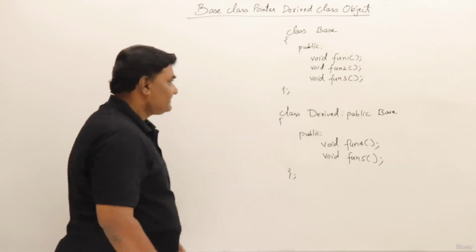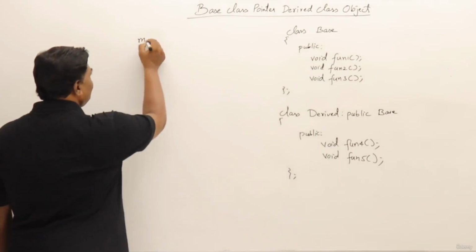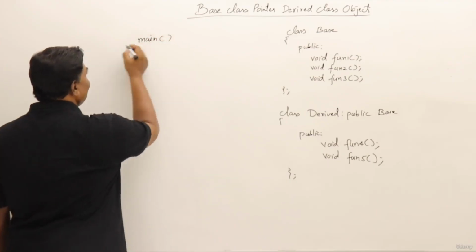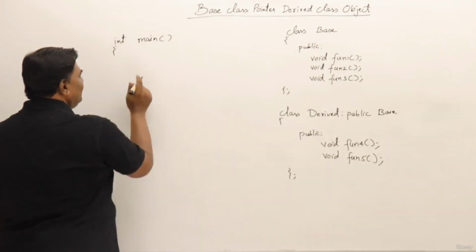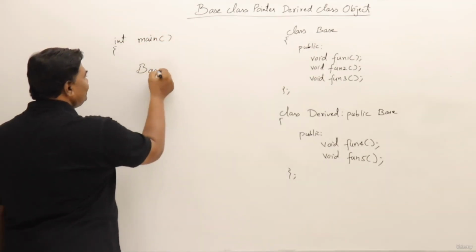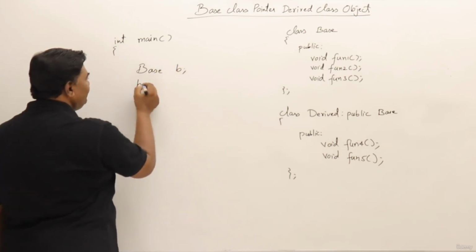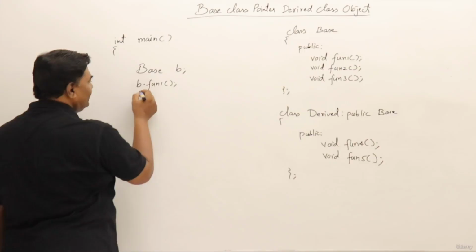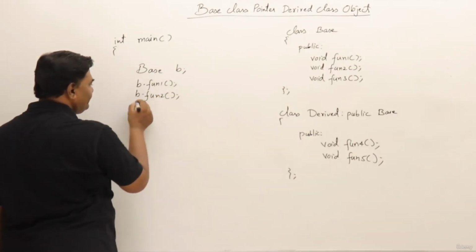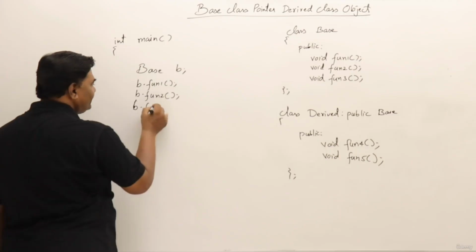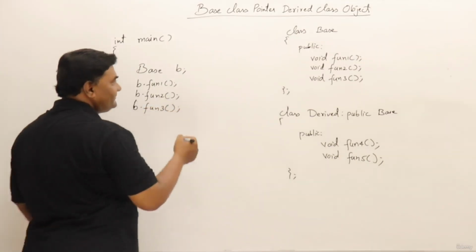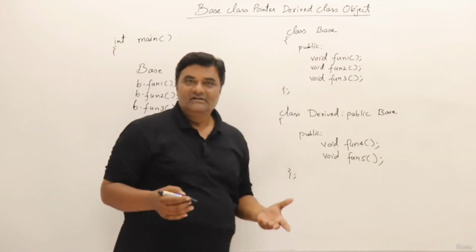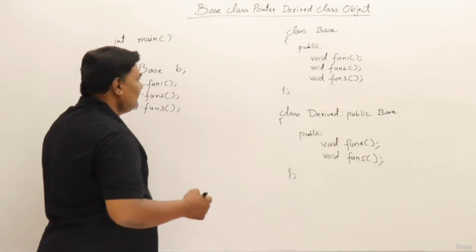Now let us talk about this. I have a main function, or whenever I write something here, it's like the main function only. Here I will create an object B of base class. Now on this B, what functions can I call? I can call function 1, function 2, and function 3. B dot function 3. I can call all those functions which are present inside the base class. This is a simple thing.